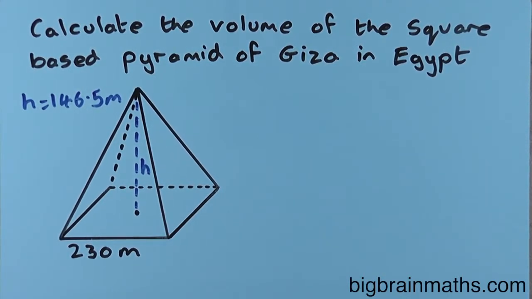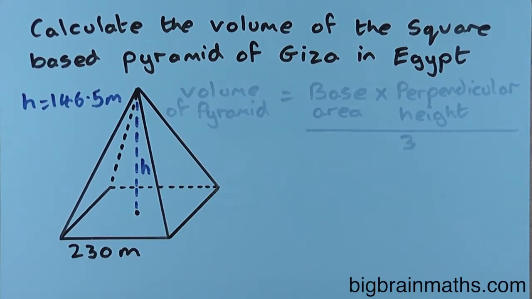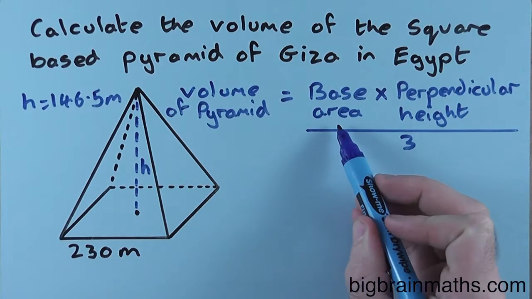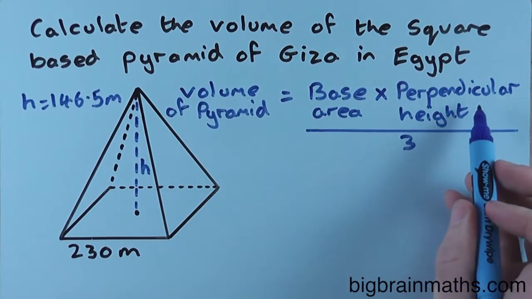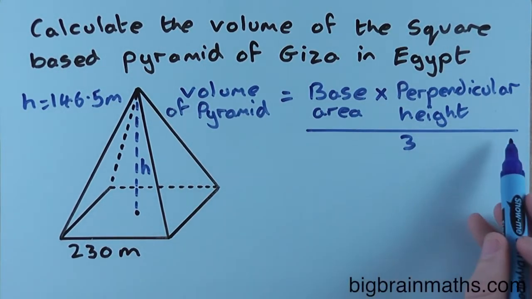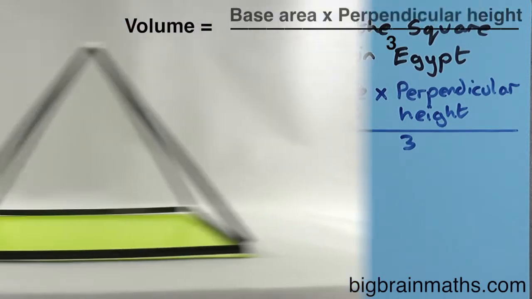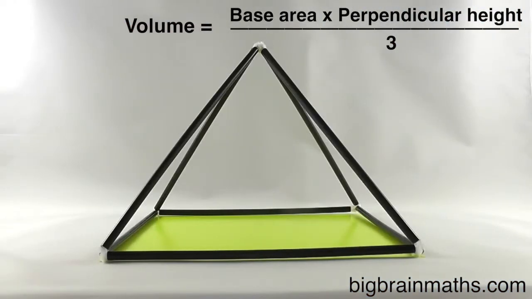Now, to calculate the volume of any pyramid, we need to use this formula. The volume of a pyramid equals the base area multiplied by the perpendicular height, all divided by 3. Now, you don't get given this formula on your formula sheet, so you need to remember this formula for your exam.